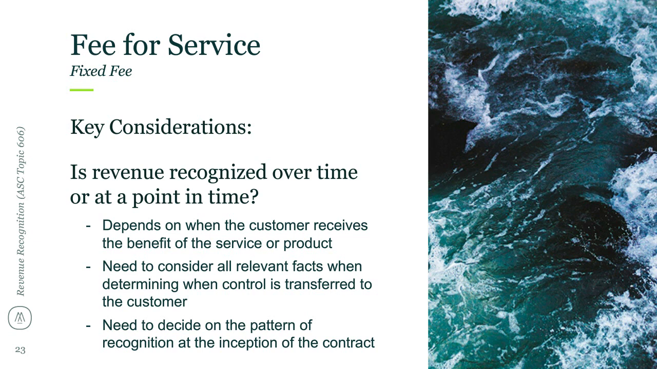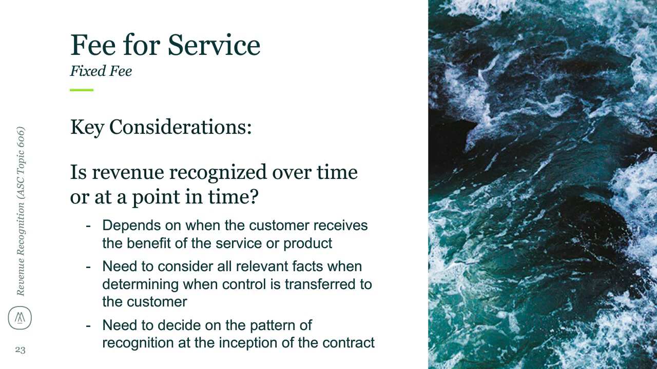So the criteria to be recognized at a point in time, basically, if you don't meet any of the first three criteria I just talked about, then you're going to recognize revenue at a point in time. When you consider this, you need to consider control, and when does the customer obtain control? The guidance lists 5 indications for control that you should be aware of. The customer has present right to payment, they have legal title, physical possession, they have the significant risks and rewards of ownership, and the customer has accepted the asset.